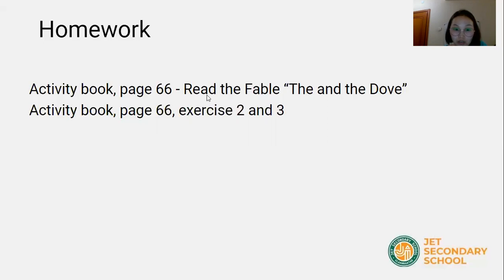Following the reading, I want you to work on exercises 2 and 3 on the same page, which are comprehension questions about the fable.